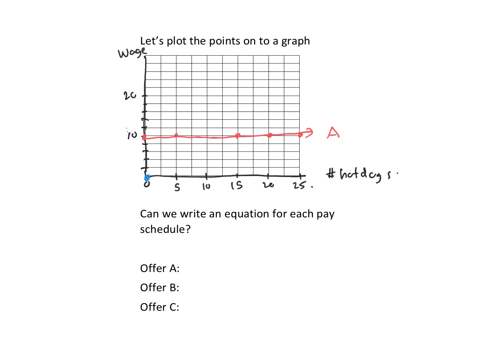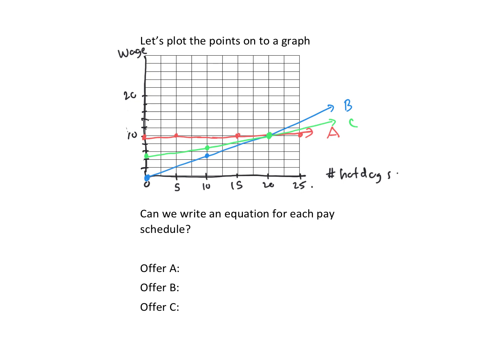Okay, so 10 hot dogs is $5. 20 hot dogs is $10. So this one looks like this. That's offer B. Starts at 0. 20 hot dogs is $20. So this one's going up like this. And that's offer C.